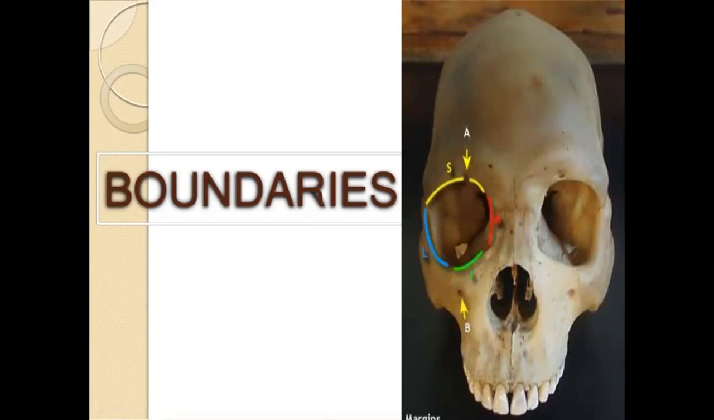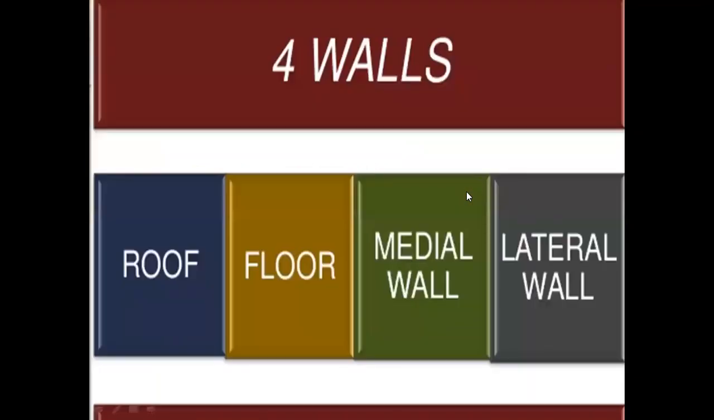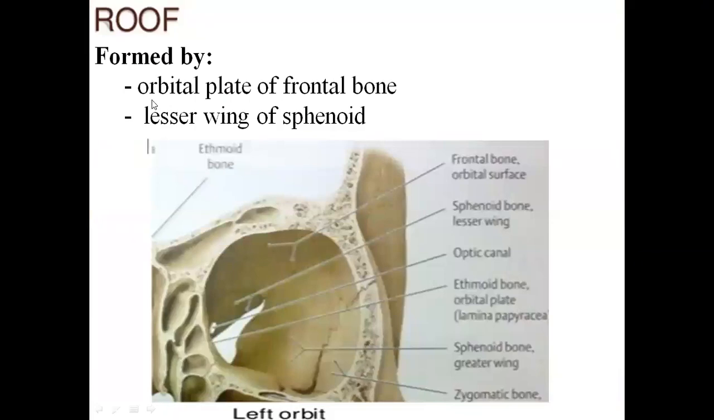First, we will move to the roof of the orbital cavity. This is the roof. The orbital cavity has four walls, that is roof, floor, medial wall, and lateral wall. The roof of the orbital cavity is formed by the following bones. The first one is the frontal bone, the orbital plate of the frontal bone, and the second one is the lesser wing of the sphenoid.